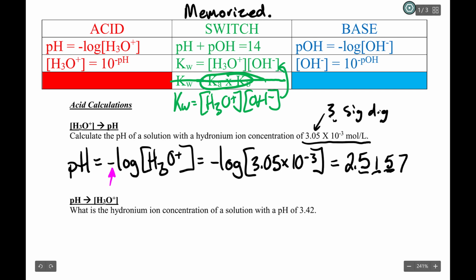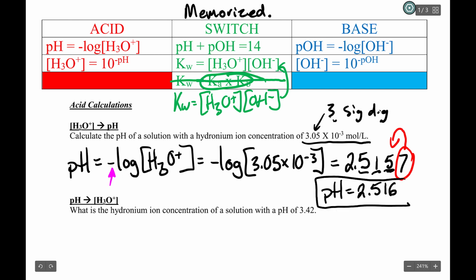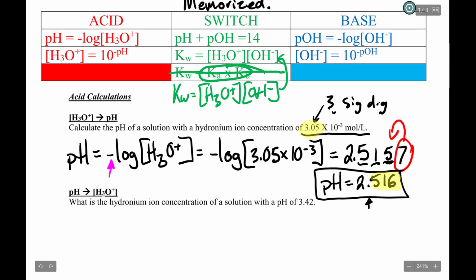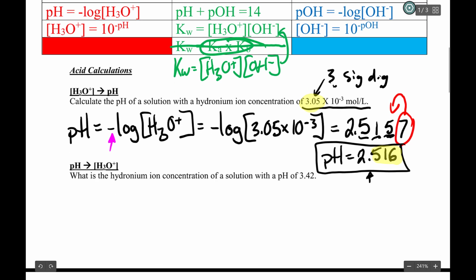So if I go back to my calculation, I will find that this is actually 2.5157. Now, it's the last digit behind my last significant digit that affects rounding, and this will round this up. So my actual answer in the end is pH is equal to 2.516. It seems bizarre. This number looks like it has 4 significant digits, but it doesn't. These 3 decimal places represent the number of significant digits, and this value has 3 significant digits, so this actually matches. The next question we're going to do the exact opposite.